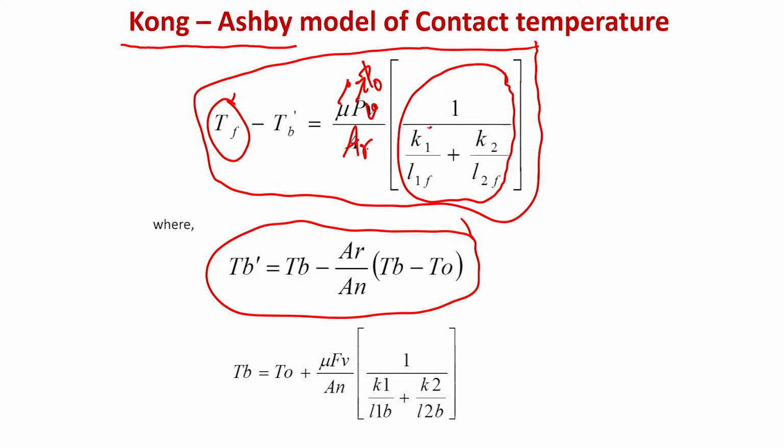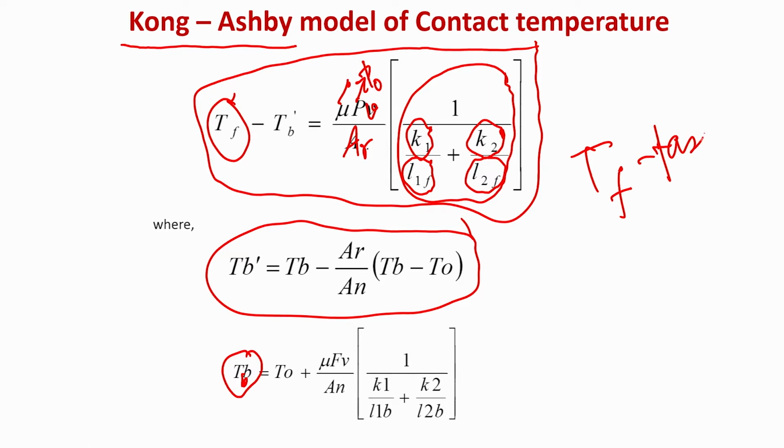What you see, 1 upon K1: K1 is your thermal conductivity, L1F is your thermal heat distance, the length scale through which heat is conducted in the pin. K2 is your thermal conductivity of the disk, and L2F is your thermal diffusivity distance in the disk. So, that means the distance through which heat is conducted in the disk. Now, TB is your bulk temperature as I said before. So, TF is your flash temperature. And TB is your bulk temperature.